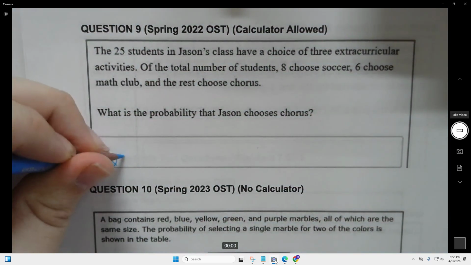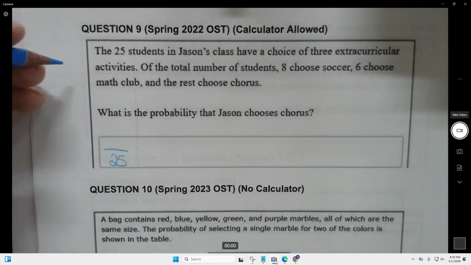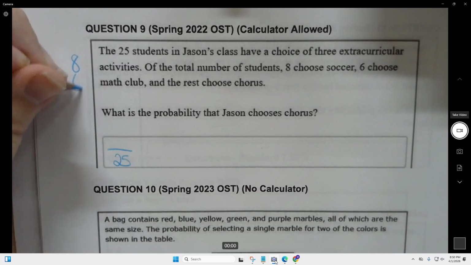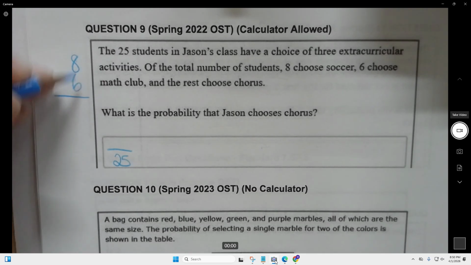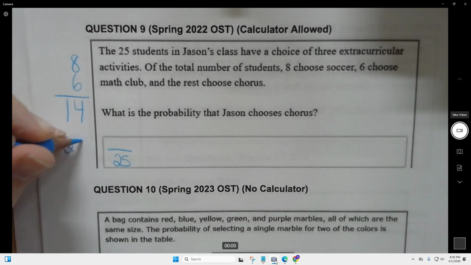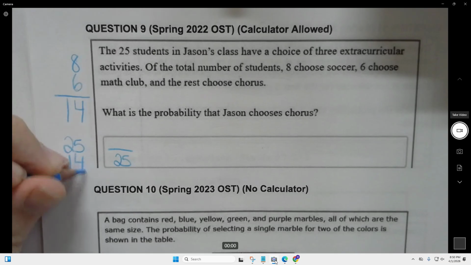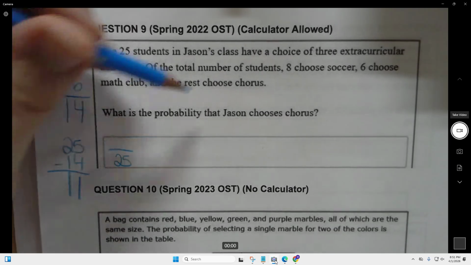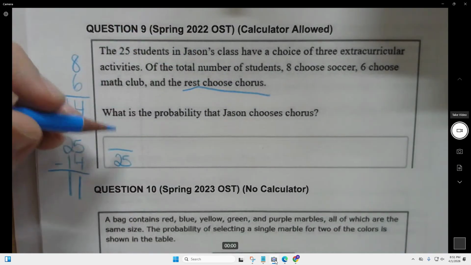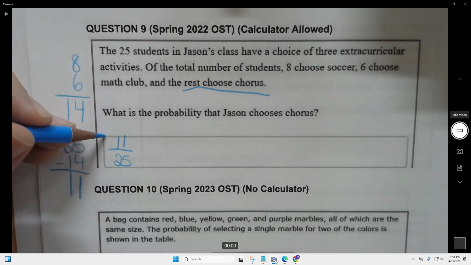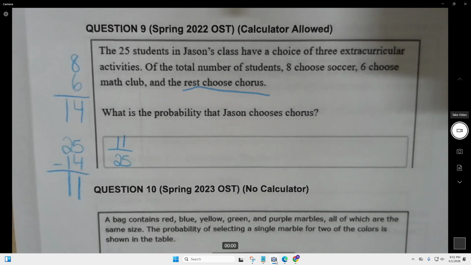Okay, so there's 25 students. Out of those 25 students, 8 of them chose soccer, and 6 of them chose math club. 8 plus 6 is 14. That means if you take those 14 students out of the 25, you're left with 11. Those 11, the rest, chose chorus. So his probability of choosing chorus is 11 out of 25.